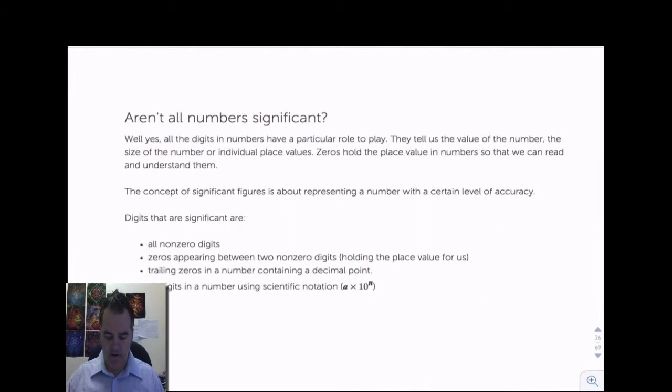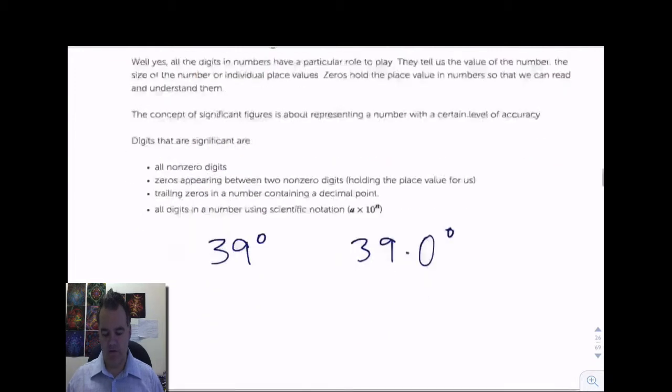The reason for that is if I write 39 degrees for a temperature, or if I write 39.0 degrees, the fact that I had to write that 0 in the second one shows that it's significant. It shows that the second measurement is probably rounded to the nearest tenth of a degree, whereas the first one was rounded to the nearest degree. And all digits in a number using scientific notation are significant.